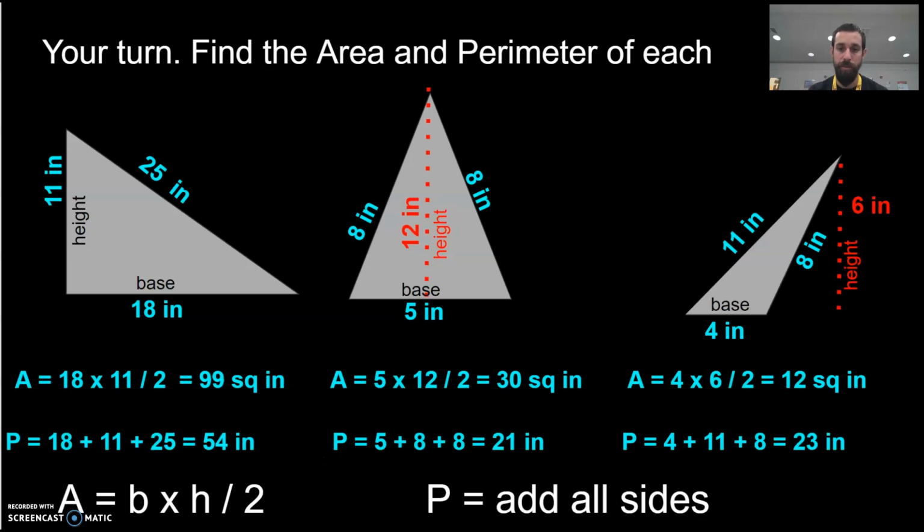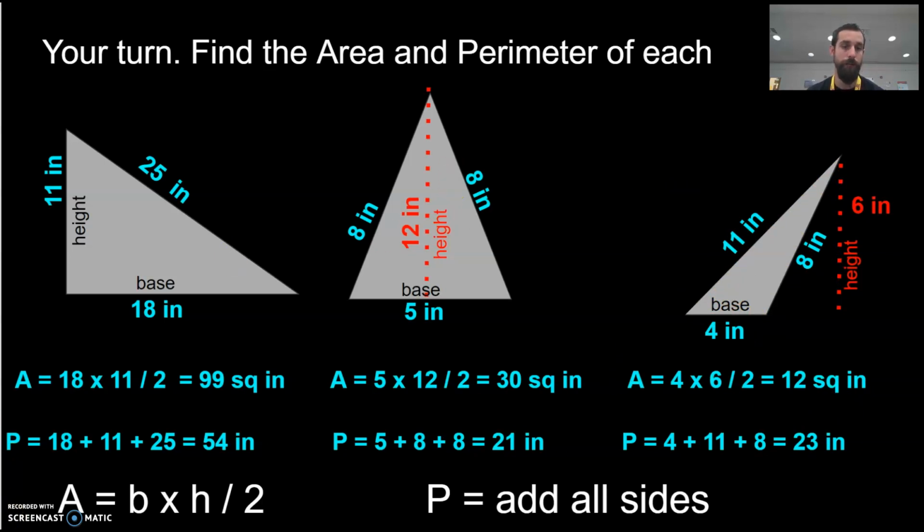All right, the answers are listed here. Area was 30, perimeter was 21 for the middle triangle, and the area was 12 square inches and 23 inches for your perimeter of the second triangle, or the third triangle rather. So great job if you got all of those answers.